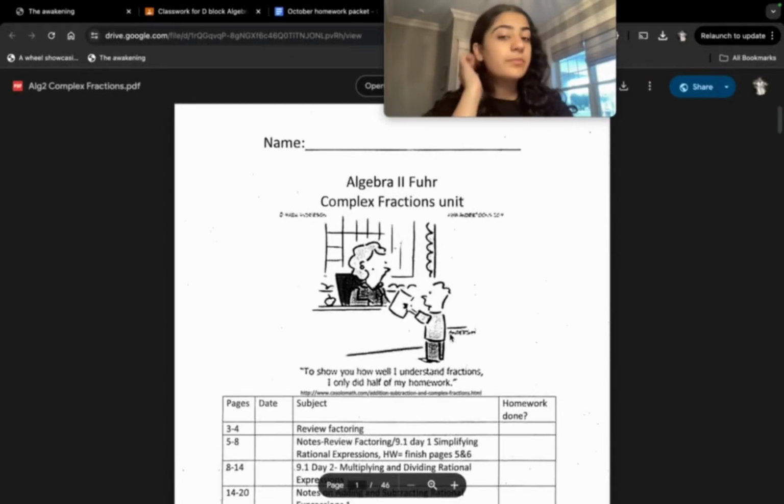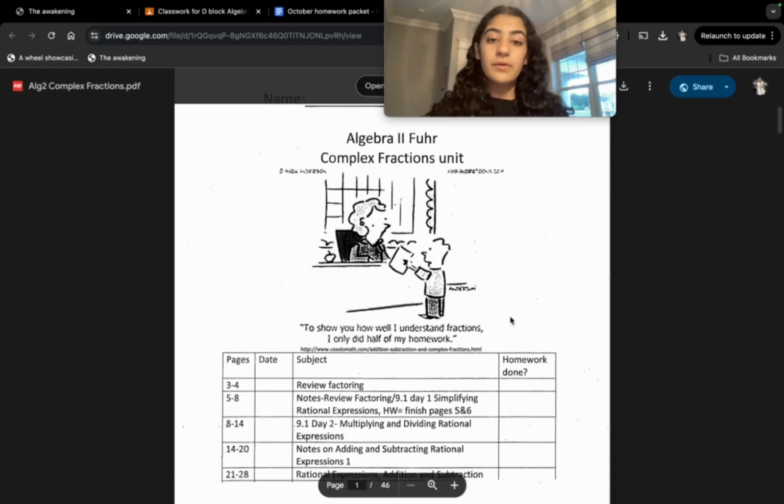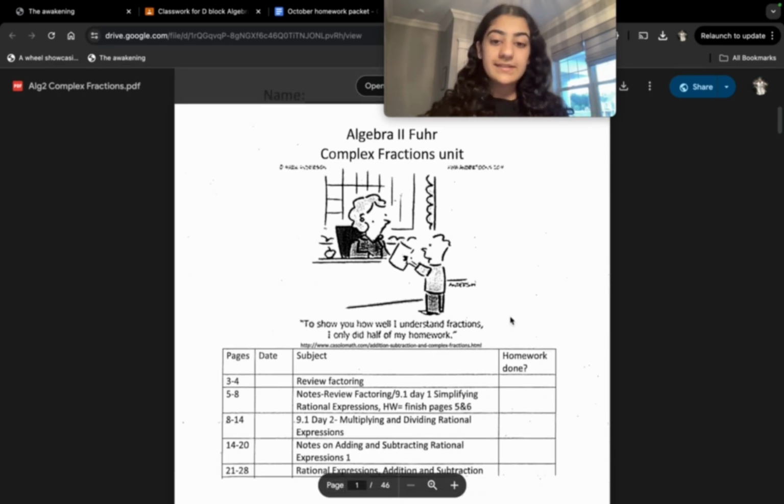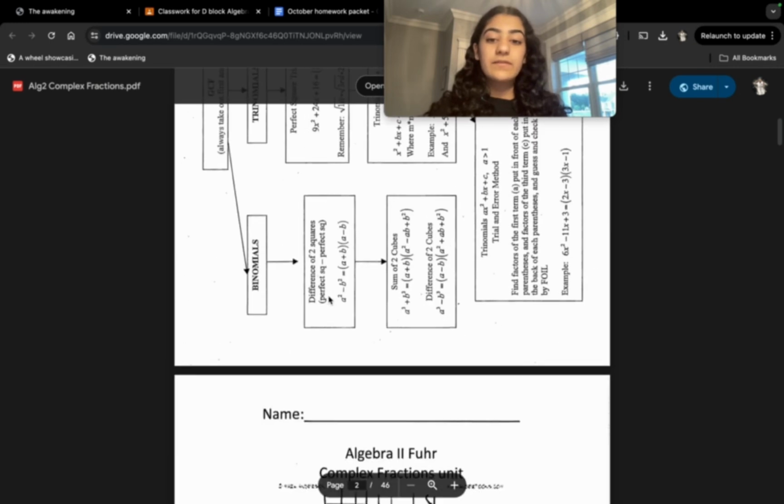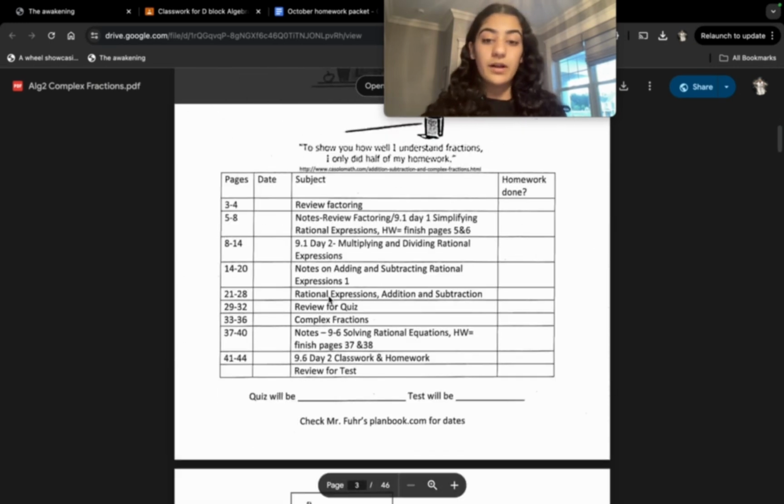In today's unit, I'm going to be doing the Introduction to Algebra 2. In this unit, we have, of course, a complex fractions unit. As you can see, we're going to be reviewing factoring. We have a factor flowchart, very helpful.